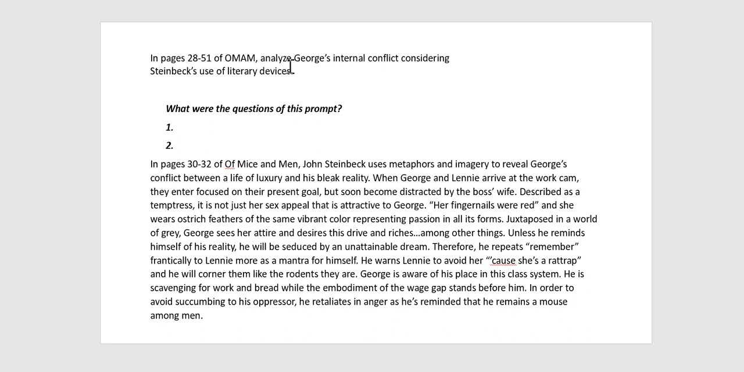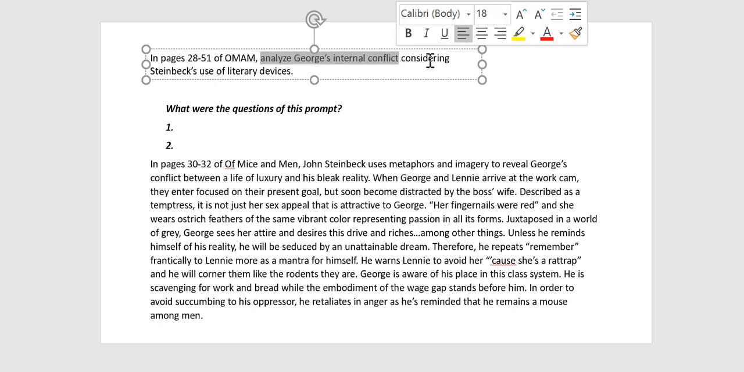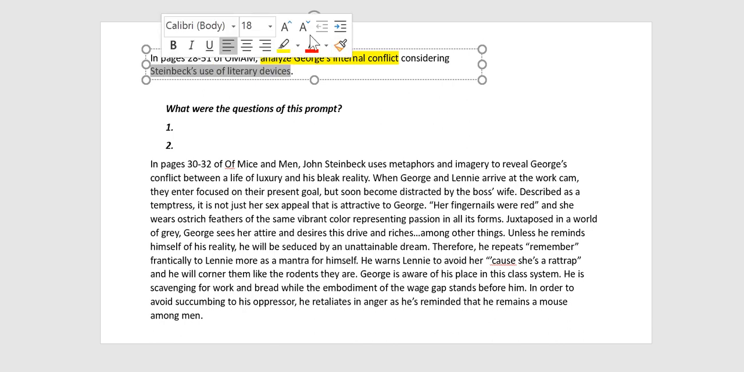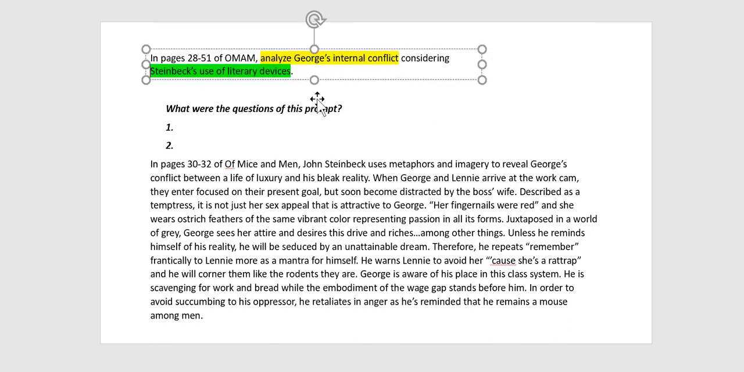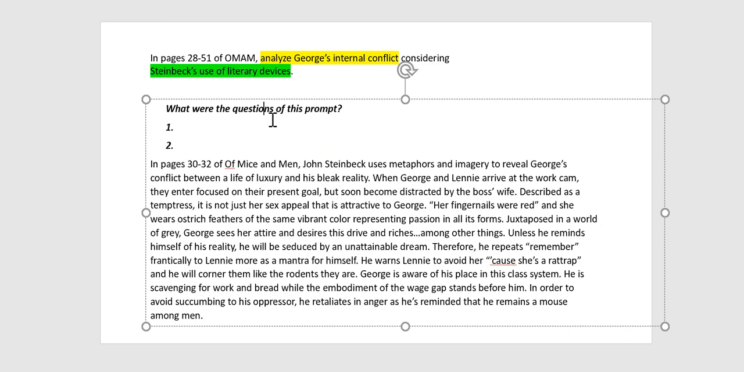So here is my prompt. In pages 28 through 51 of Of Mice and Men, analyze George's internal conflict considering Steinbeck's use of literary devices. So I'm already going to break up this prompt. It seems like there's two parts. One, I have to analyze the internal conflict, and two, think about literary devices. So I'm going to turn both of these into a question. First, I have to analyze George's internal conflict. So in order to do that, I need to know what is George's internal conflict.